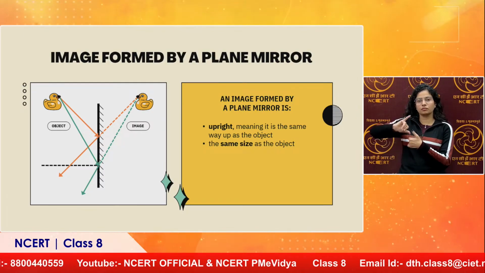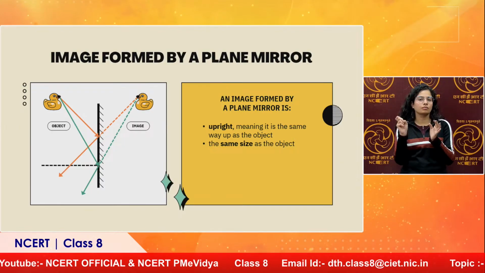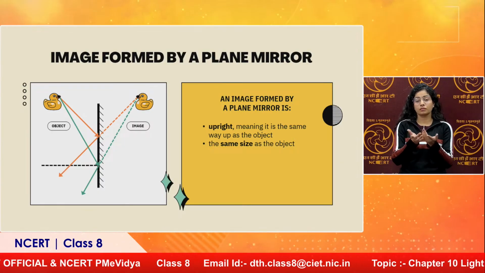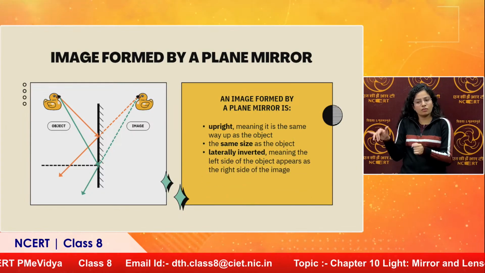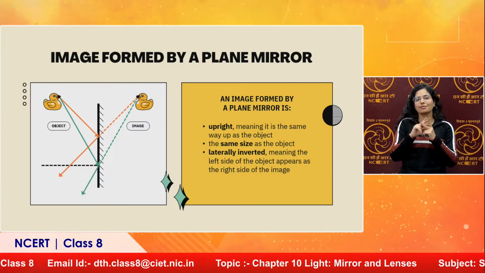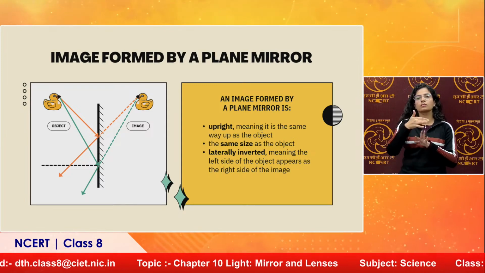But we do have certain mirrors where the size changes, where you look either too fat or too thin. We'll talk about those also. But for plane mirrors, what happens? The object remains the same size. Next, the image is laterally inverted. Like you said, the left appears to be right and right appears to be left. This property is called lateral inversion.